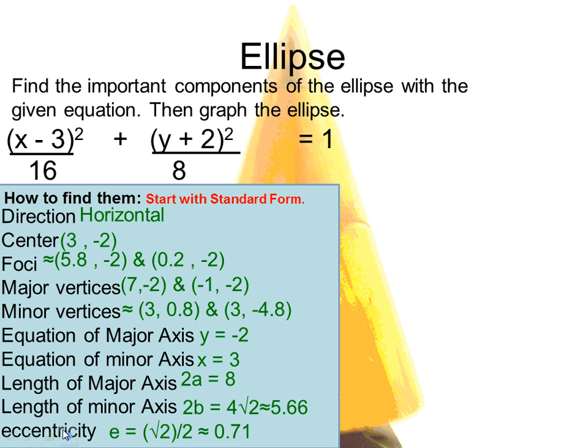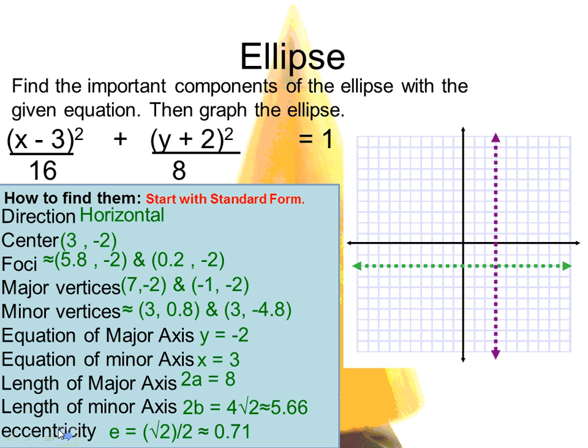So now I want to get into graphing. The first thing I do is draw in my two axes, my major axis and my minor axis. Those are the two lines. Now I know most of the stuff is going to go on the green because it's a horizontal graph. I plot my center point right where the two lines meet. I put on my foci, my major vertices, and my minor vertices, and then I draw the curve around.